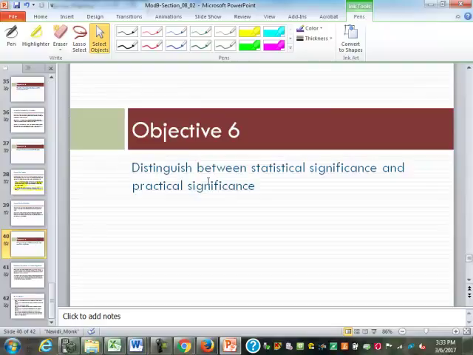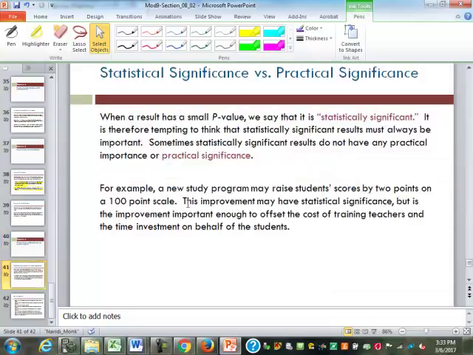So statistical significance and practical significance. What we've been looking at in these tests is called statistical significance. If that p-value is not less than alpha, it is not statistically significant. If the test statistic is not beyond the critical value, it is not statistically significant. So when a result has a small p-value, it is statistically significant, like I was saying.